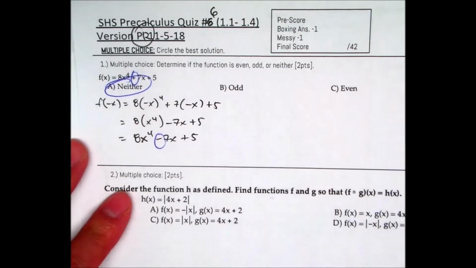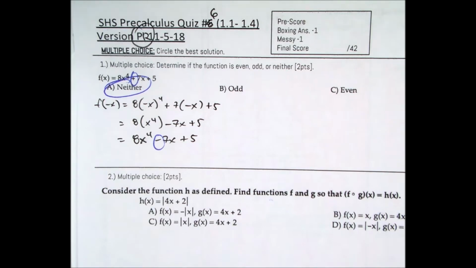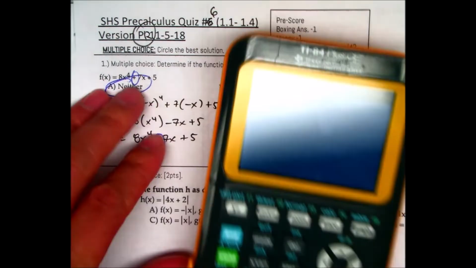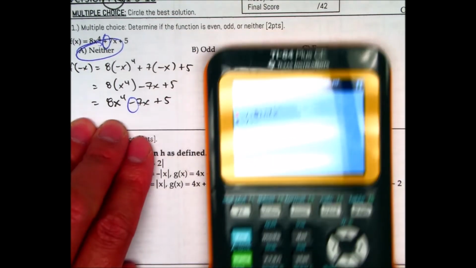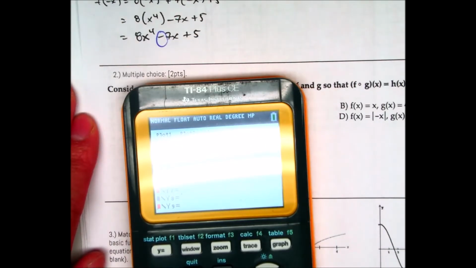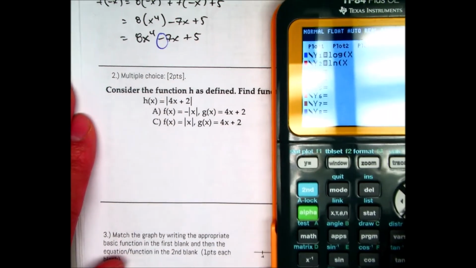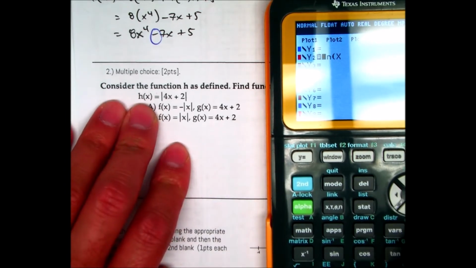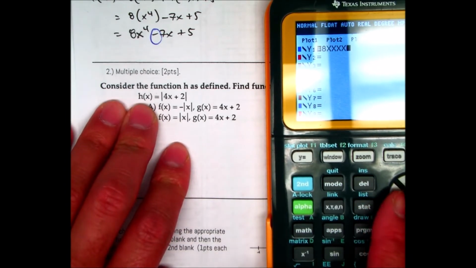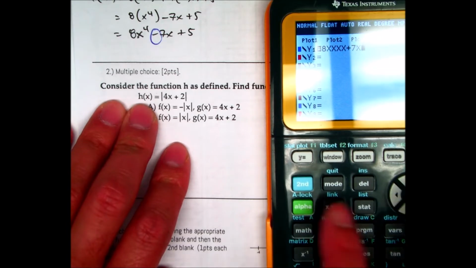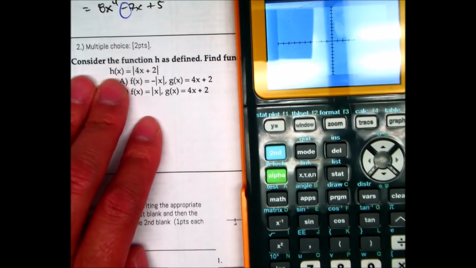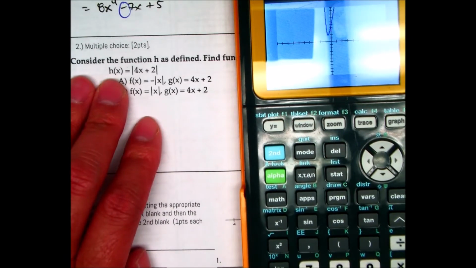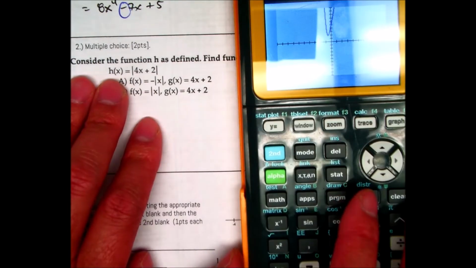The answer is neither. If you, again, graph this, because I let you use your graphing calculators. So let's bring this up. The 8x to the fourth plus 7x plus 5, zoom 6. And you'll see that it's not symmetrical because if you flipped it, it's not exactly the same.